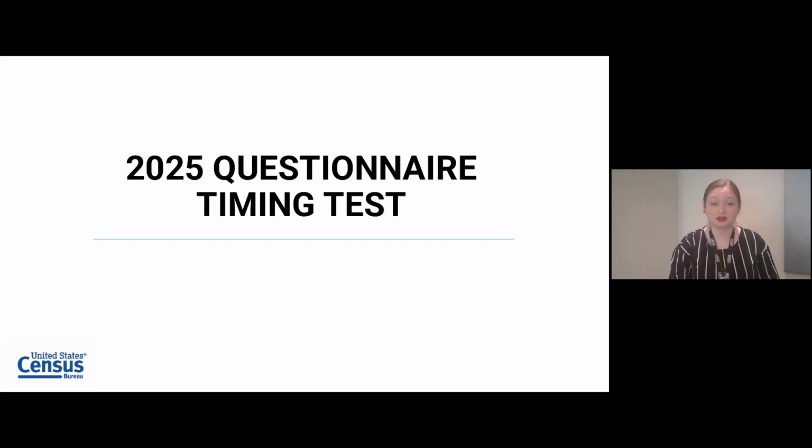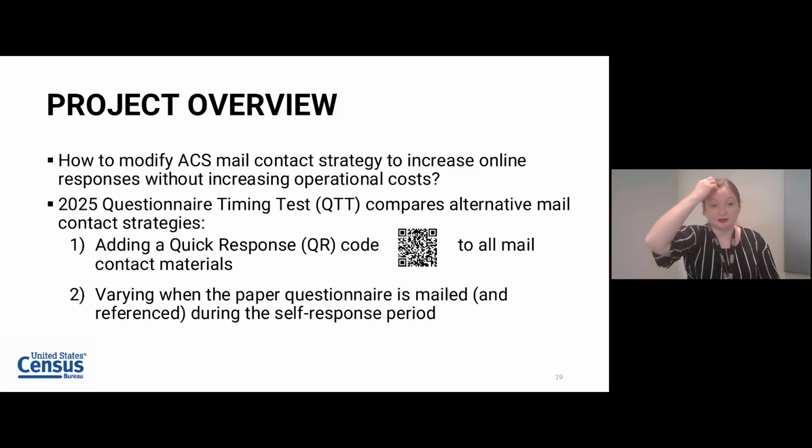Okay, next is the questionnaire timing test, or QTT. This is the second experiment, completely separate experiment, related though. So project overview, we're looking at contact strategies for mailing without increasing cost. So there's 2 ways that we're looking at this. The first is adding a QR code. If you're familiar, if you've ever gone to a restaurant and you're sad they don't give you a paper menu, you've probably scanned your phone and it pops up with a link. And then you have varying when the questionnaire on paper is being mailed.